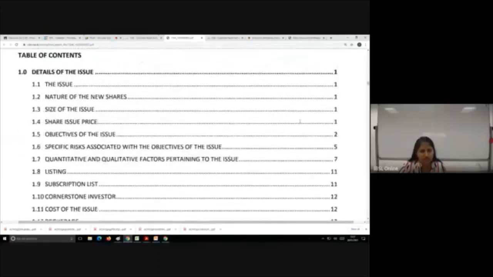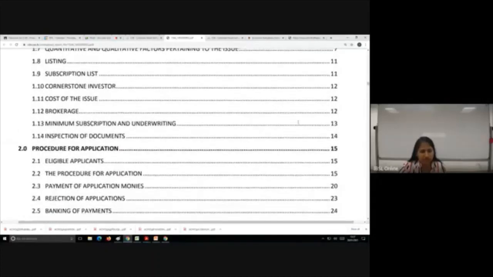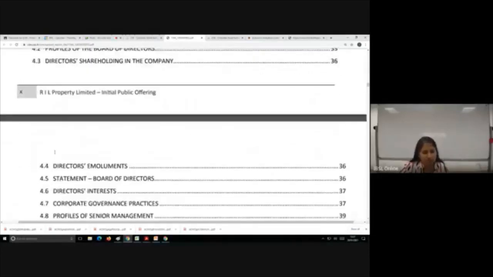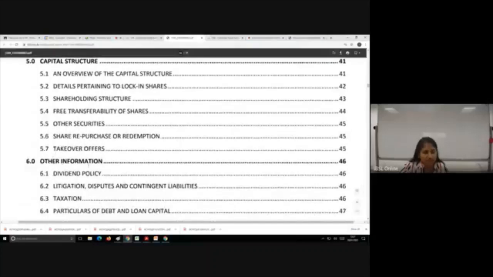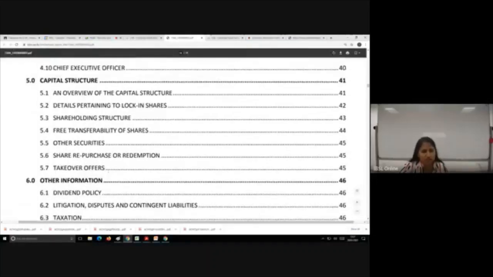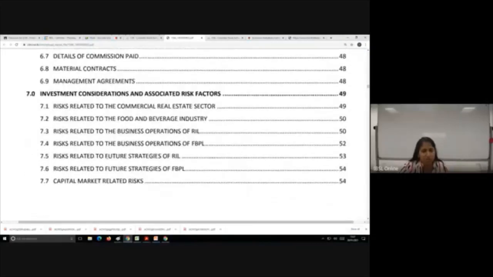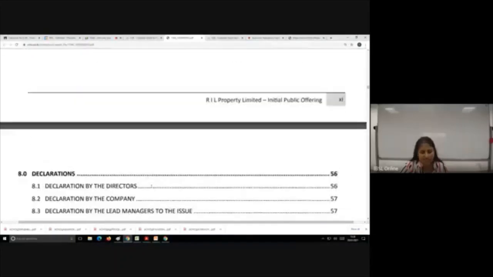Especially if you go towards the contents page, you can see they have analyzed the company, the corporate structure, the capital structure, whether it's highly levered or not, the dividend policies, the taxation policies and everything. What are the risk factors involved in this share issue, in the sectors the company is working in, in the business operations of the two entities, the future strategies, everything they have analyzed in detail.